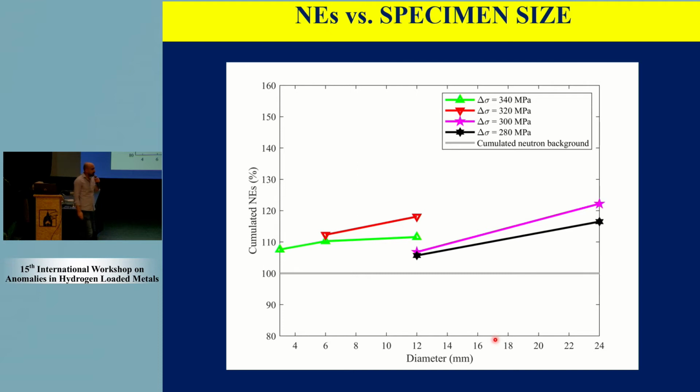Last but not least, the influence of size effects on the neutron emission activity was investigated. In this figure, we have five curves. Each curve is related to a fixed value of the stress range. So, in this case, you can see an increment in the neutron emission activity by increasing the specimen size for a fixed stress range. This experimental observation is consistent with the experimental evidence that very large specimens are characterized by a very brittle fracture and then are characterized by a very strong neutron emission.